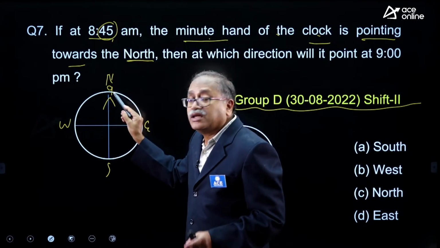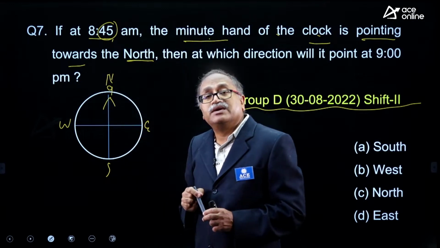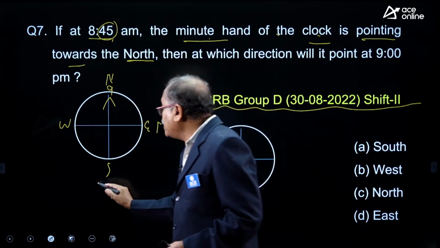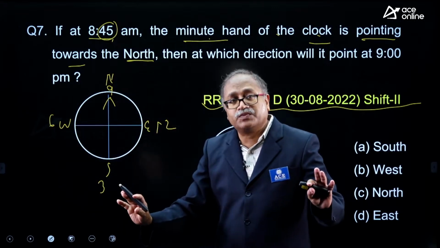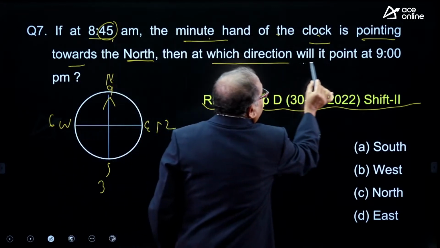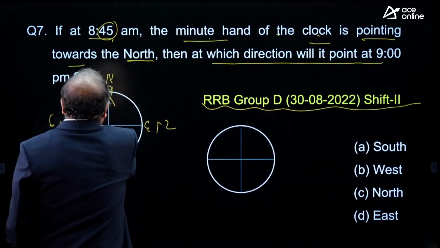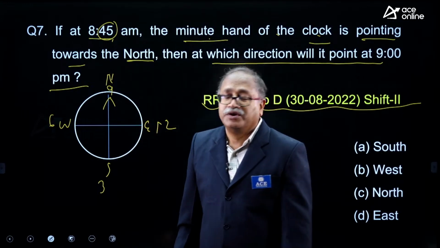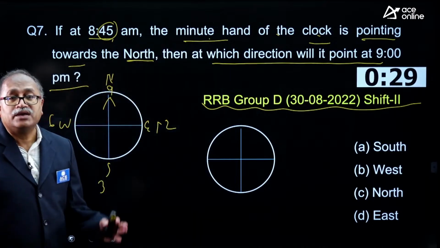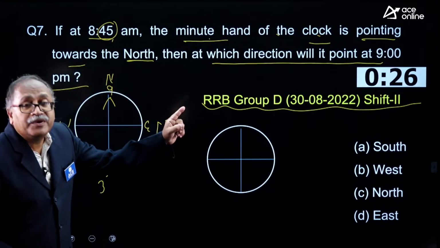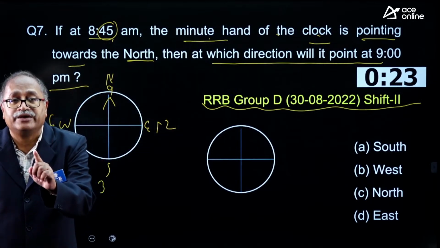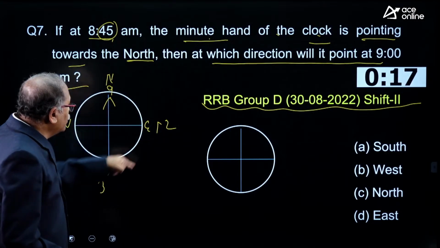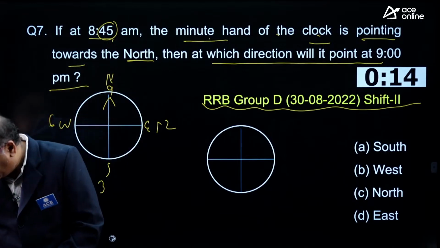So 45 minutes means the minute hand is on 9. That means the 9 is here. So you are understanding the rest of the part. If the 9 is here, the 12 will be here, and then 3 will be here, the 6 will be here. Now the question is, in which direction will it point at 9 p.m.? Now take your 30 seconds, my dear friend. It comes in the exam. At 9 p.m., where will be the minute hand? Minute hand will be at 12. Where the 12 will come according to this direction? That's your answer. Come on.